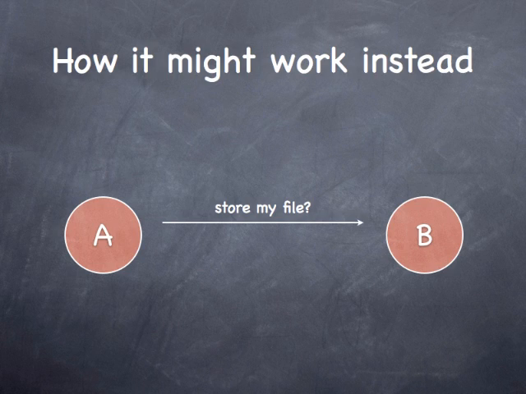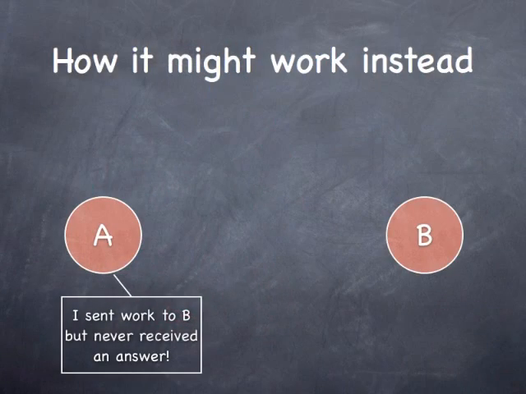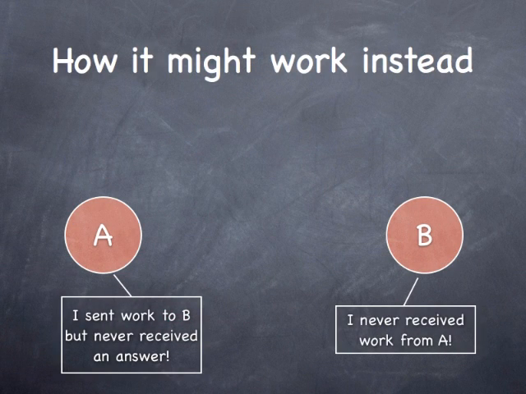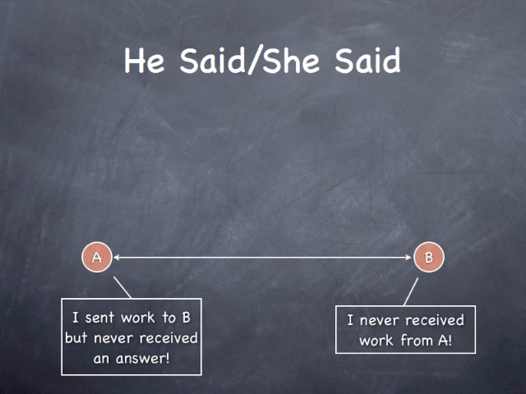Of course, what may happen instead is: store my file, and then nothing. I don't know about elevator music in India, but you wait and wait and wait, and nothing happens. B doesn't want to do the work. And A says, hey, I sent word to B and never received an answer. And B, rightly or wrongly, maybe, in fact, A never sent anything, for all we know. B can say, well, I never received a request for work from A. If I had received a request, of course I'd be happy to do it, but I never received such a request. So we find ourselves in a situation that is sometimes referred to as he said, she said. Who knows who's telling the truth?